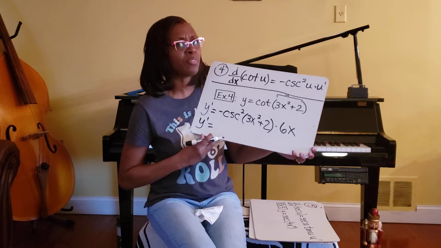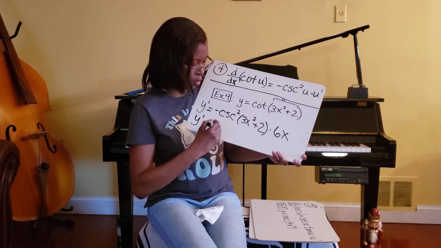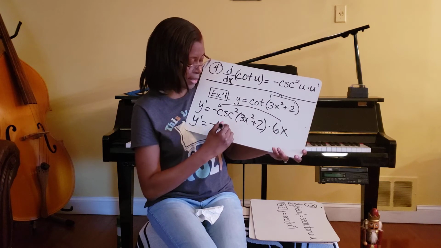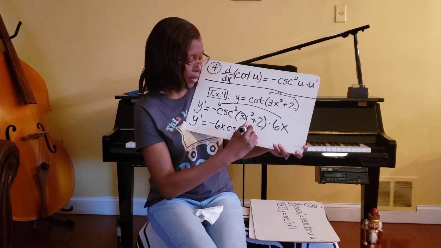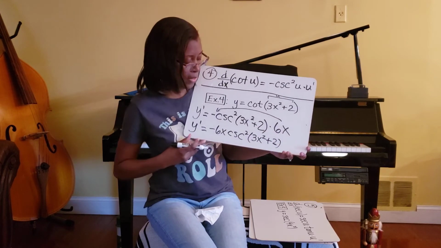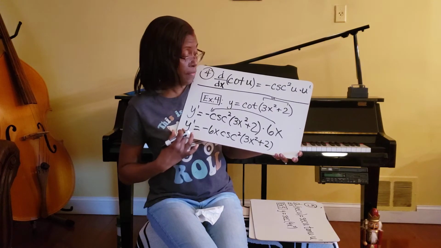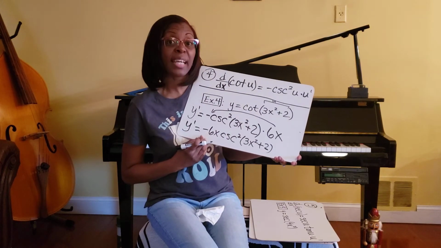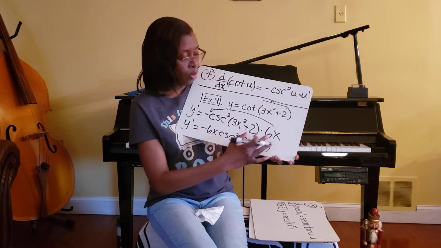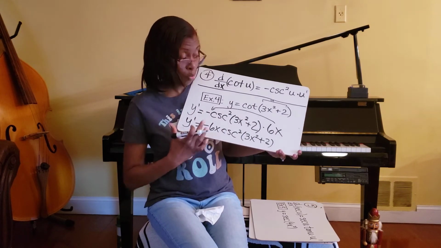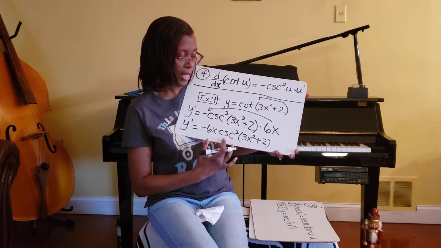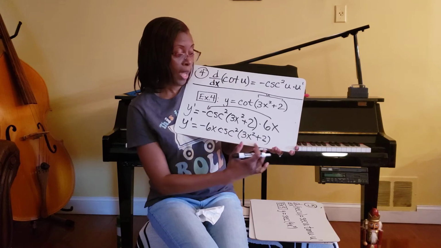Feel free to pause the video and try these examples on your own. So we have negative here, and we bring the 6x to the front. So it's negative 6x cosecant squared 3x squared plus 2. There we go. That's our final answer. So the derivative of cotangent is negative cosecant squared u times the derivative of the u. We brought u prime to the front, and there it is: negative cosecant squared of the same function, 3x squared plus 2.